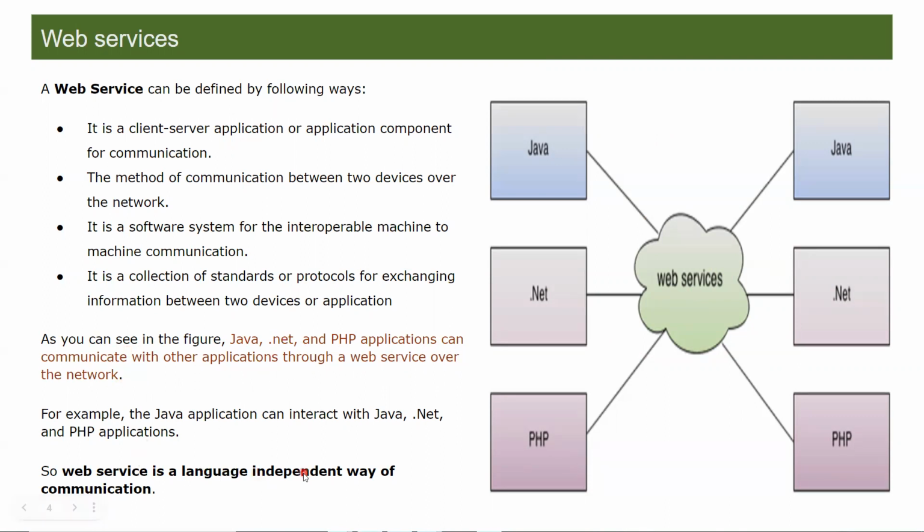So a web service is a language independent way of communication. Any application can communicate with any other application. If you want to facilitate the communication between applications developed in two different languages, or even the same application, you require a web service. Suppose a Java application has to communicate with another Java application, in between there will be some piece of software which will facilitate that communication, and that is called a web service.